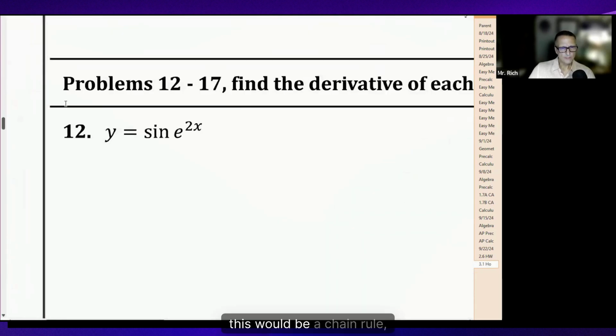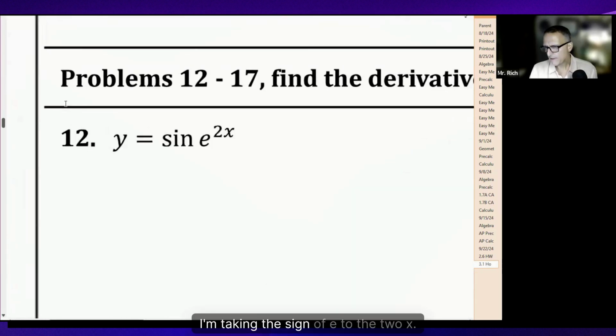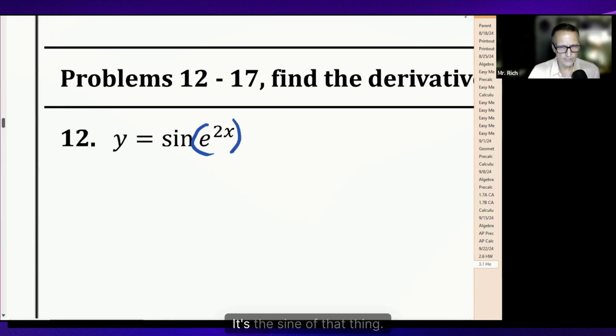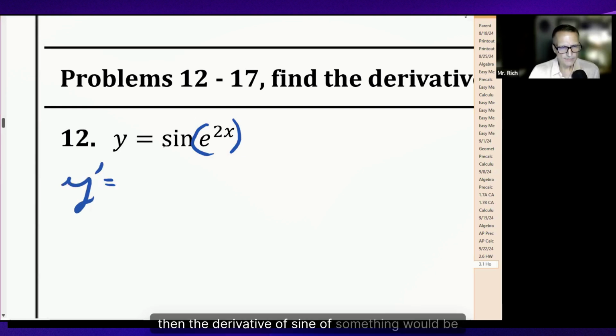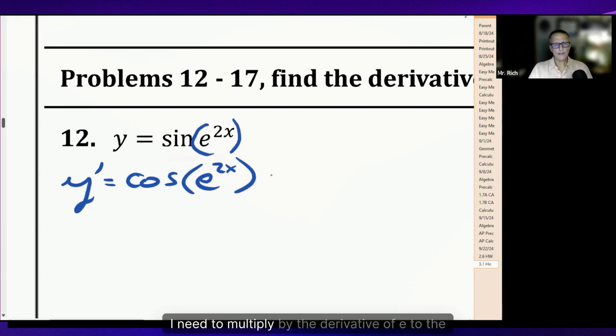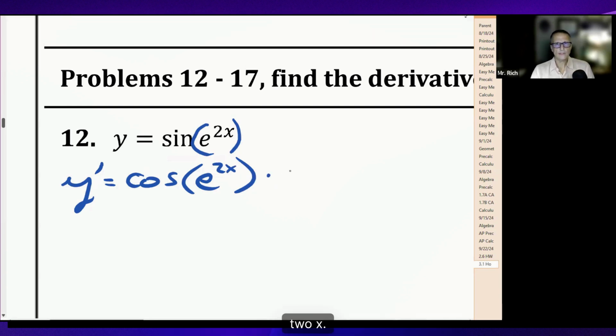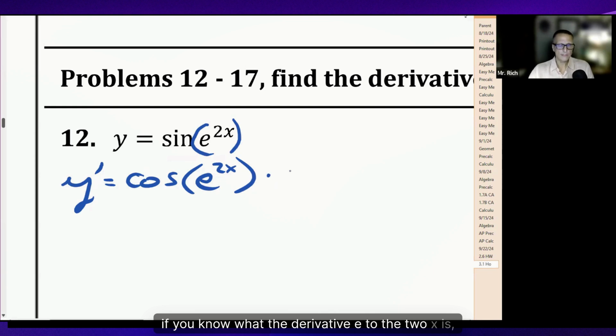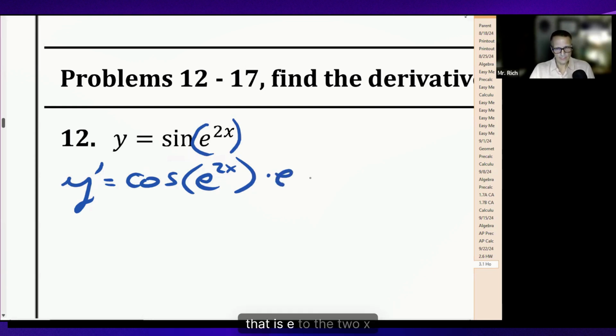This would be a chain rule, right? I'm taking the sine of e to the 2x. So my inner function is the e to the 2x. It's the sine of that thing. When I take the derivative then, the derivative of sine of something would be the cosine of that something. So it's cosine of e to the 2x. But then by the chain rule, I need to multiply by the derivative of e to the 2x. Well, if you know what the derivative of e to the 2x is, that is e to the 2x times the derivative of 2x, which is 2.